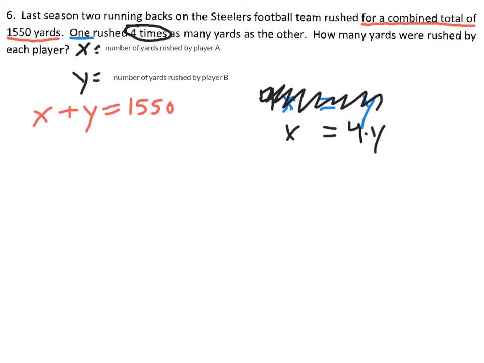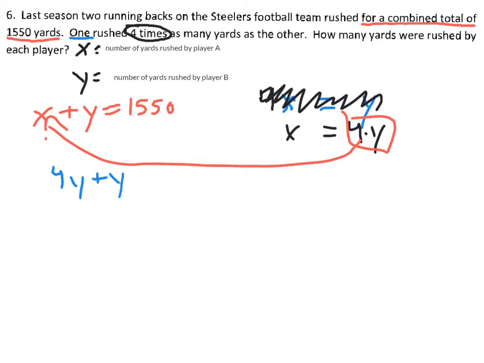This is a problem that's great for substitution. Just plug it straight in. We know that X is 4Y, so that's going to go in place of X in the other equation. We have 4Y plus Y is 1550. Add like terms gives you 5Y. And solve for Y by dividing by 5.